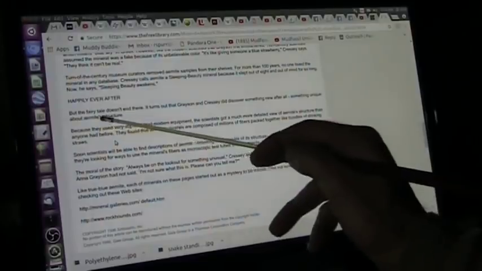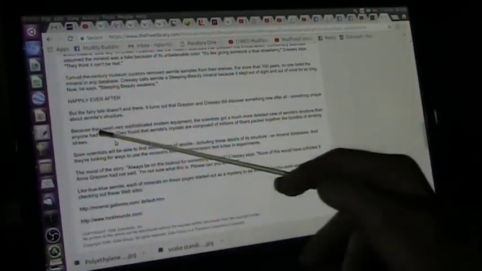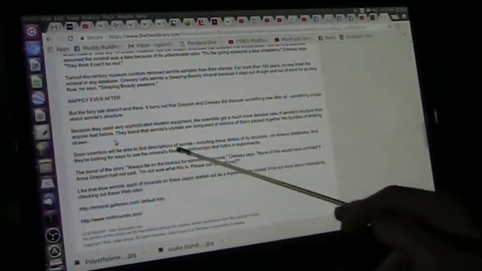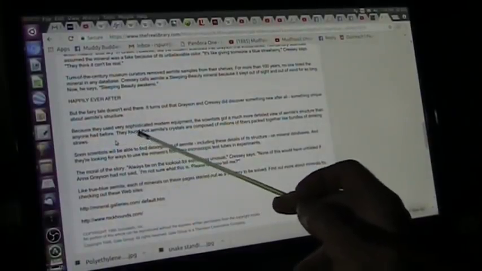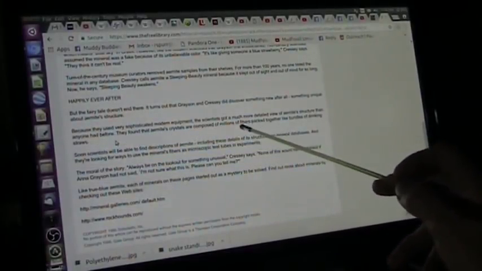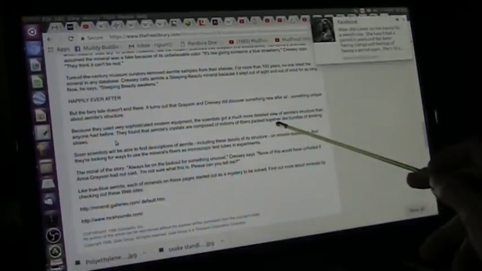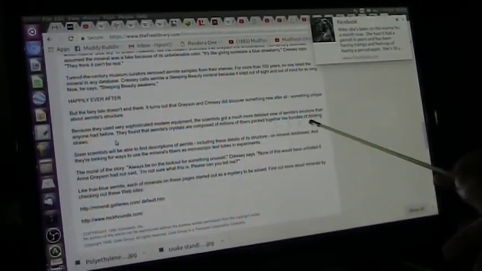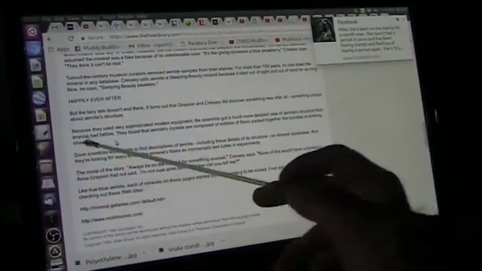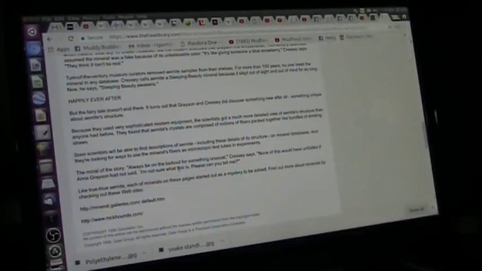It says, but the fairy tale doesn't end there. It turns out that Grayson and Cressy did discover something new after all, something unique about aeronite structure. They're calling it aeronite. Because they use very sophisticated modern equipment, scientists got a much more detailed view of aeronite structure than anyone had before. They found aeronite's crystals are composed of millions of fibers packed together like bundles of drinking straws. Let me show you what that means, but I will do that in a moment, what that actually consists of.